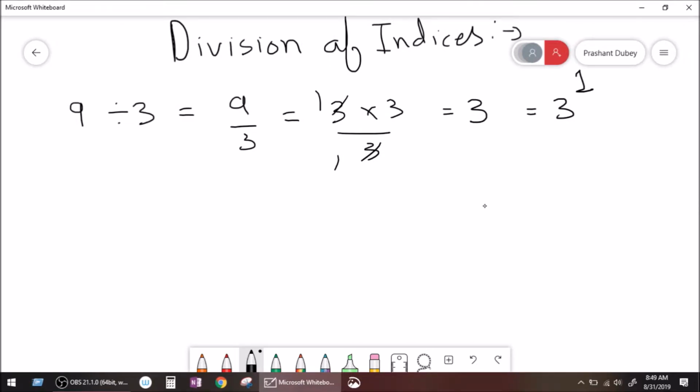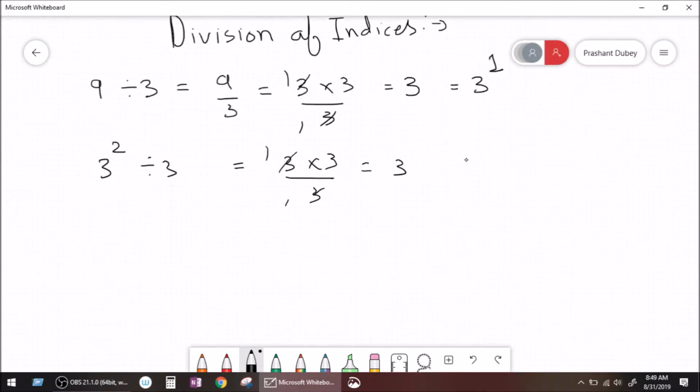So, if I say this, 3 to the power 2 divided by 3, can I write it like this? 3 times 3 divided by 3 equals 3. Same thing? Yes or no? Yes. Right? Correct? Focus. You need a little bit of focus here, okay?